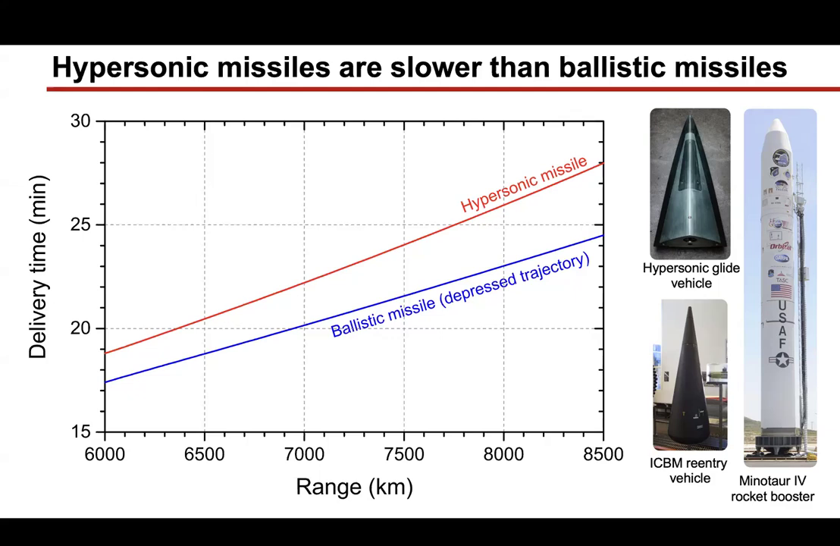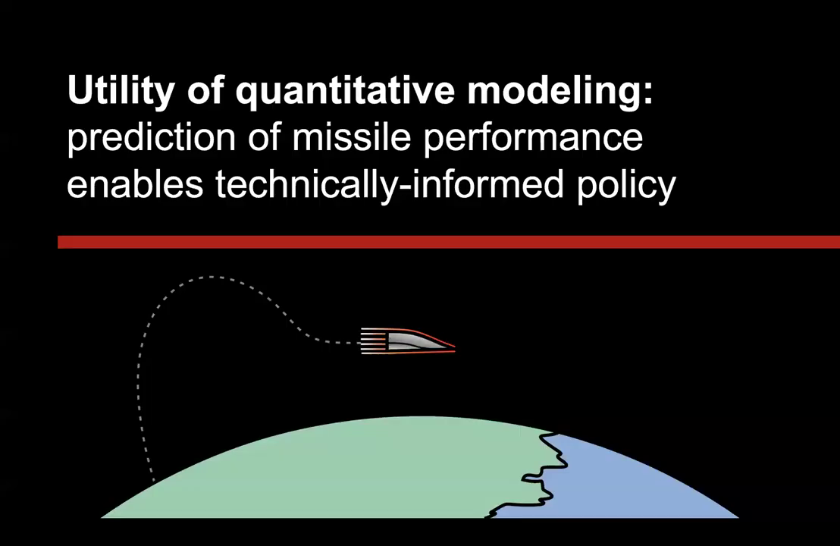So this shows why it's important and useful to do this kind of analysis. The last of the results I want to show is another reason that it can be useful to understand these things in a quantitative manner. So when we talk about utility, prediction of this performance is important for enabling technically informed policy. So I want to show a really specific example of that.